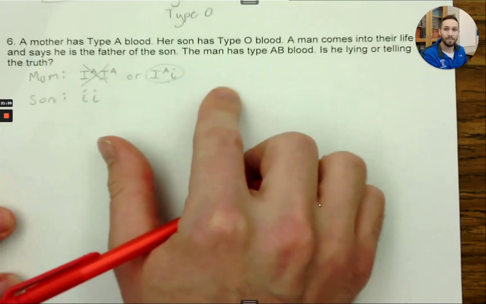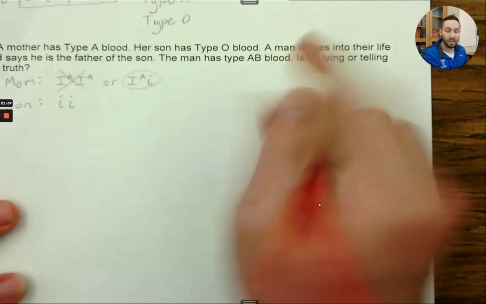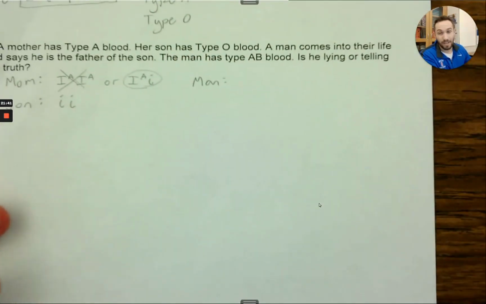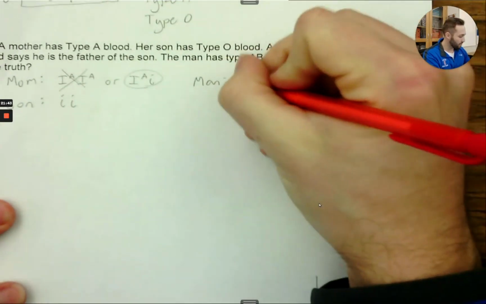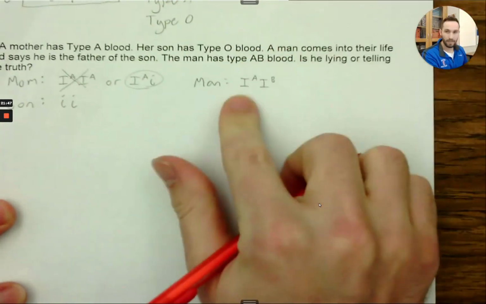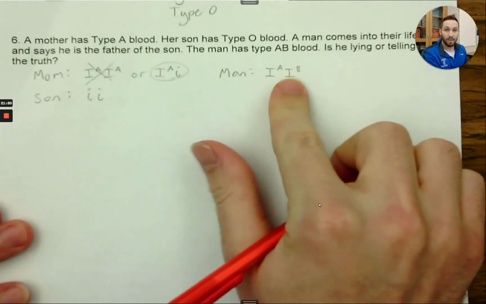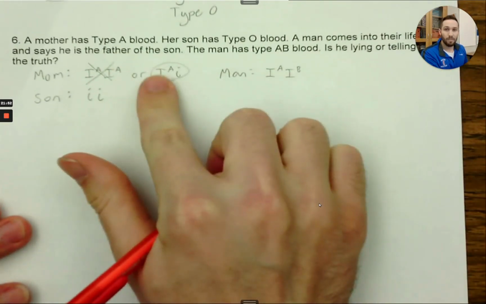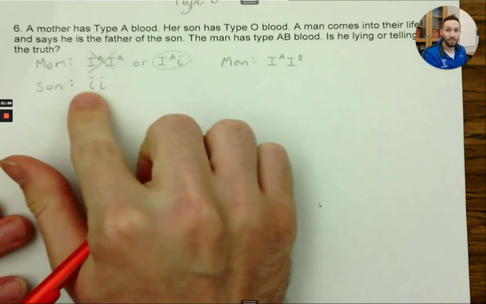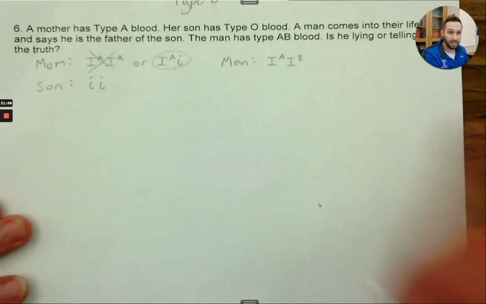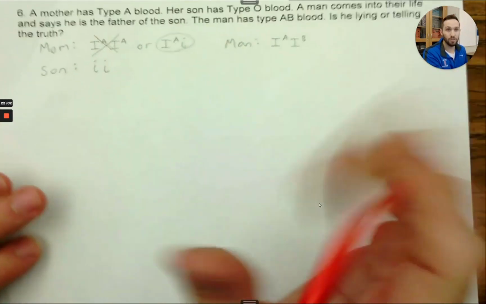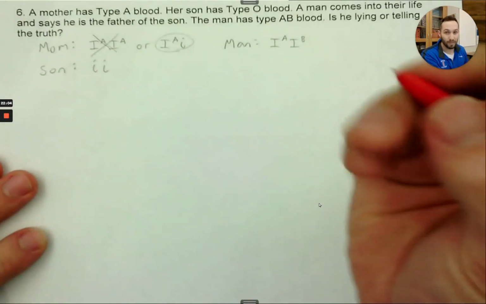Okay. Now this dad, or we're not going to call him dad, let's just call him man. We don't know yet. He has type AB blood, and so to have type AB blood, we actually know his genotype. He would have to have an A allele and a B allele. Right, that would have to be his genotype. So what we could do is set up a Punnett square between mom and this man to see what kind of kids they could have had and if this son was possible. You might already be able to easily figure out whether this man is telling the truth or lying, but let's make a Punnett square just to prove it to someone if they're confused.